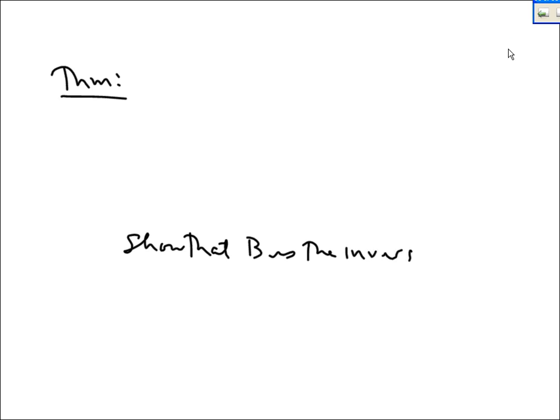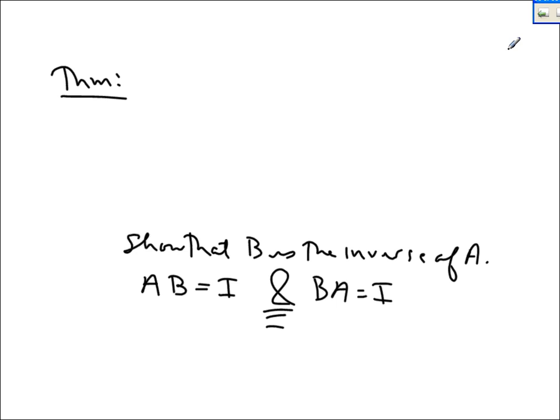Now here's a nice theorem that gives us another way of showing that 2 matrices are inverses. If I asked you before this theorem to show that B is the inverse of A, you would have to show me that AB is equal to I and BA is also the identity. You'd have to show both of them.